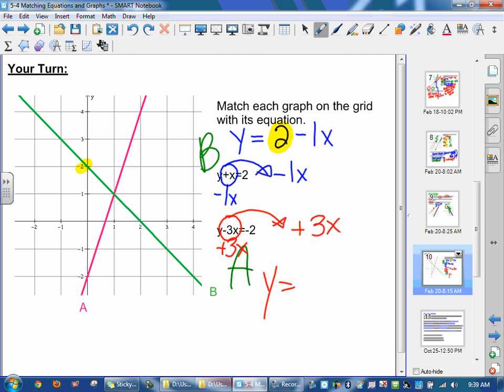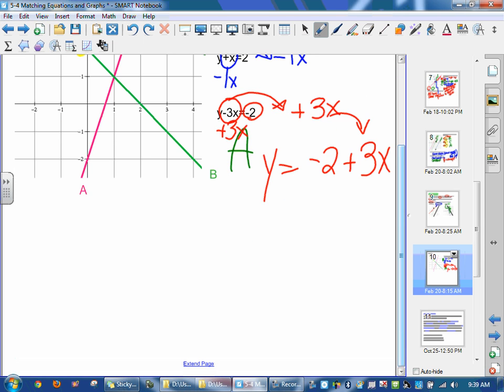Yes, you could. You could flip-flop these guys' places, as long as the 2 stays negative, because that tells us what color he is, red or blue, green. And the 3 has to stay positive, because that again tells us red or green. And it also tells us whether it goes up or down. So, we could rewrite it with x first, 3x, and put our -2 at the end. And that's okay. Both of those are correct, and you'll get the same answer on a graph.